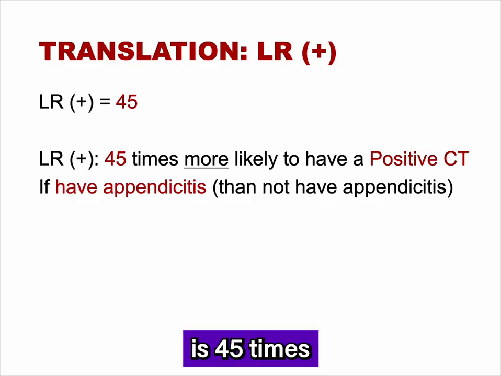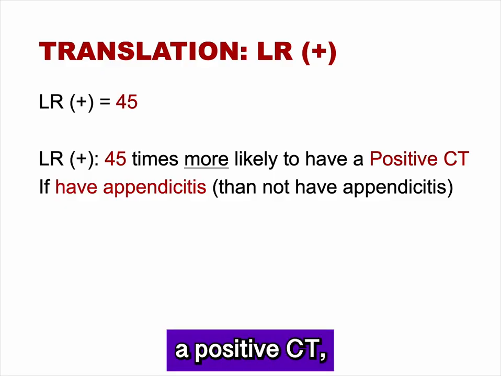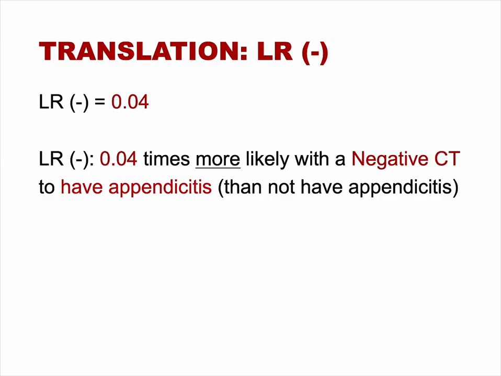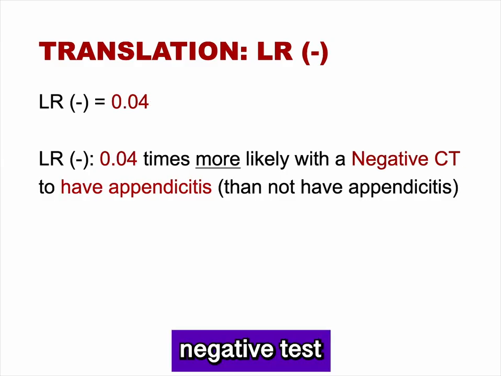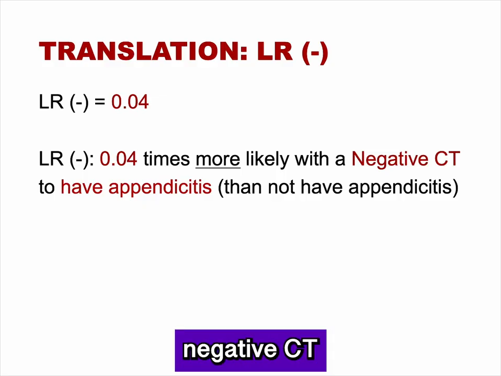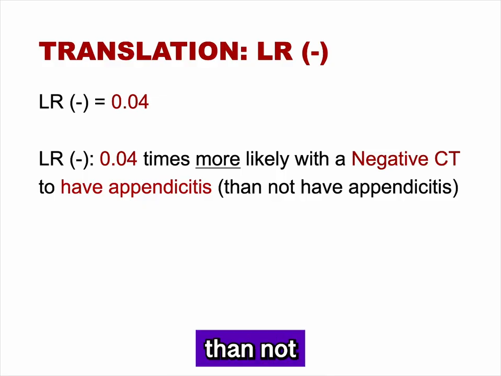The likelihood ratio of a positive test is 45. The patient is 45 times more likely to have a positive CT if they have appendicitis than not have appendicitis. The likelihood ratio of a negative test indicates that the patient is 0.04 times more likely with a negative CT scan to have appendicitis than not have appendicitis. I understand what 45 times more likely means, but I don't intuitively understand what 0.04 times more likely means. Shouldn't a negative test mean that there's less likelihood of disease?